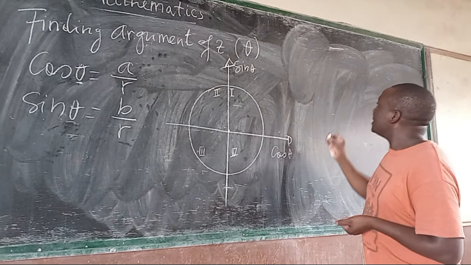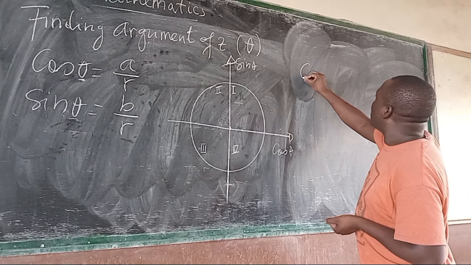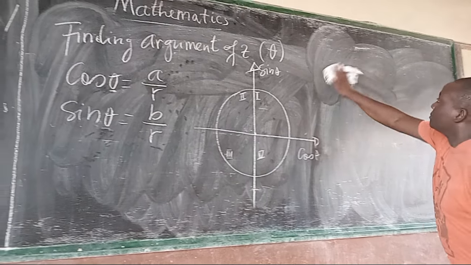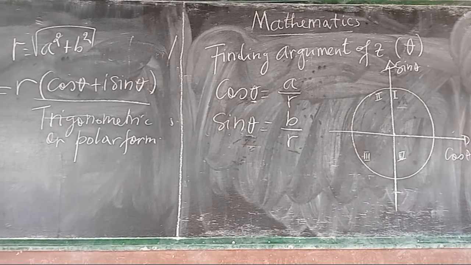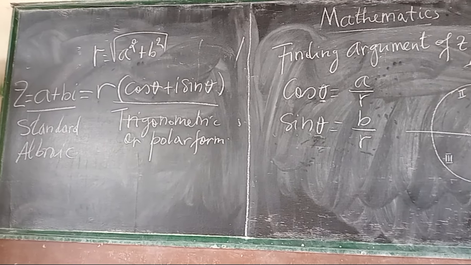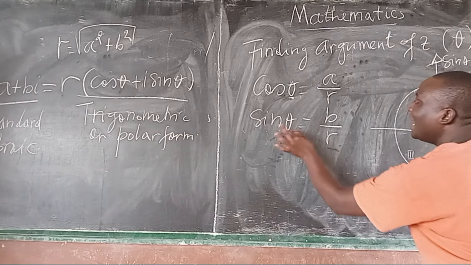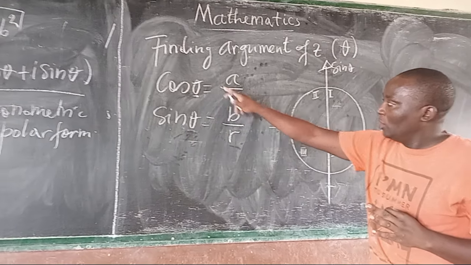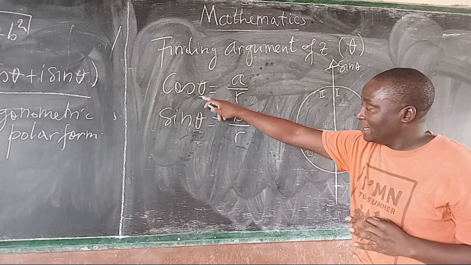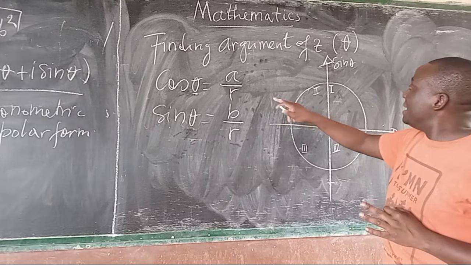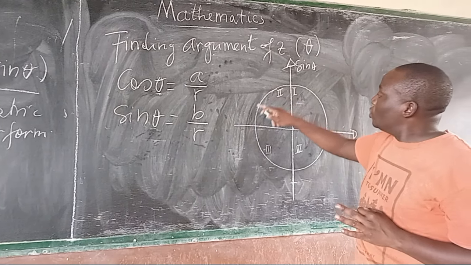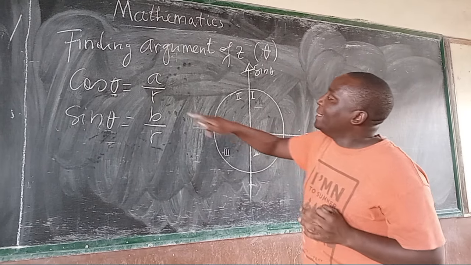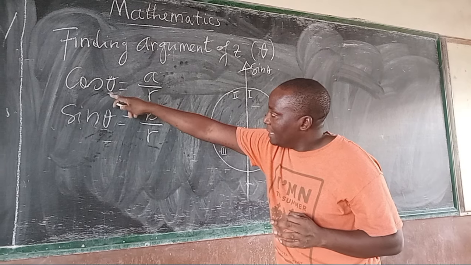Teachers, to get the value of our argument, it depends on the signs of those values. To get where my given argument theta should be located on our unit circle, it depends on the signs of the sine and cosine of theta.